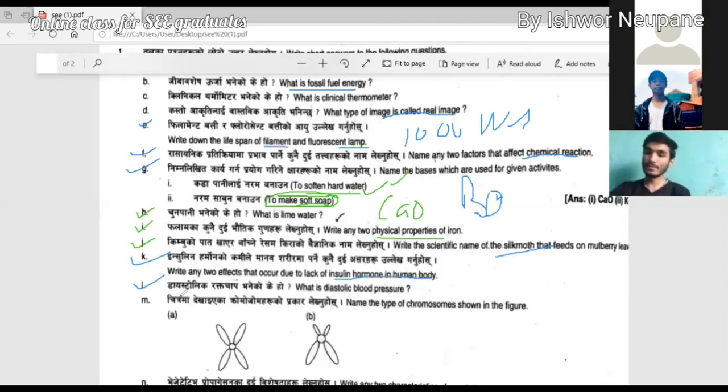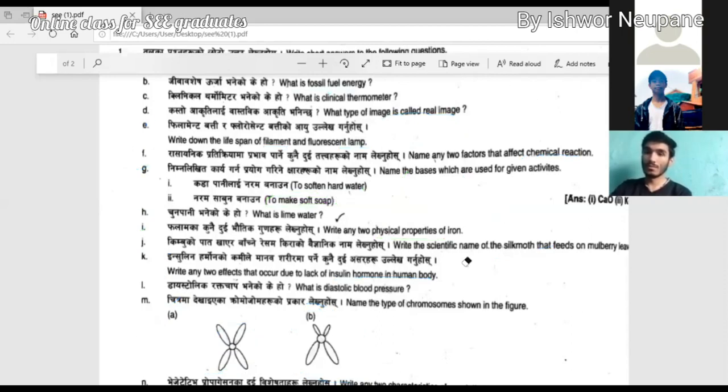Number M is here. What type of chromosomes are shown? Do you know what is this A? Metacentric chromosome. What is B? That is acrocentric. Remember, metacentric and acrocentric. All right, it's done. Now, students, let's go to the next one.